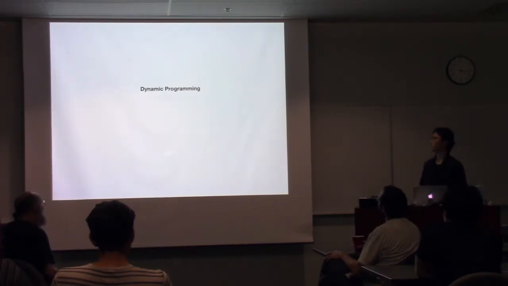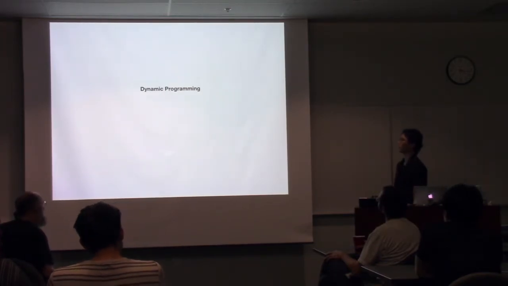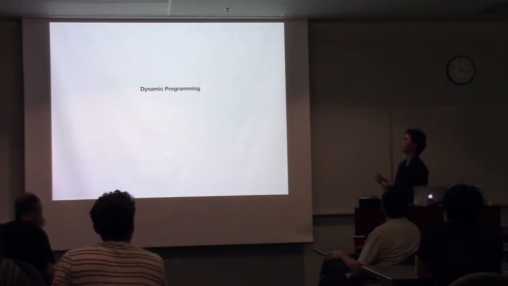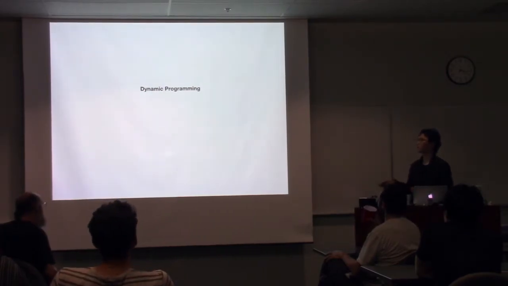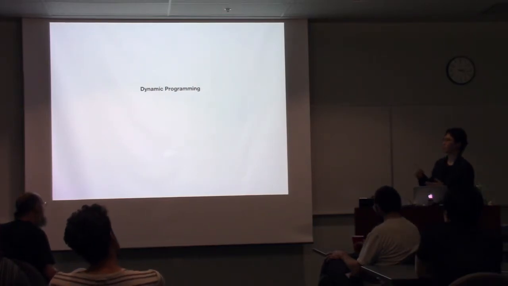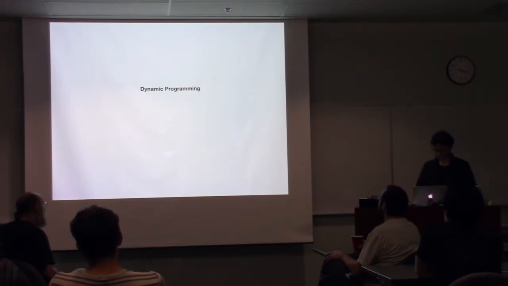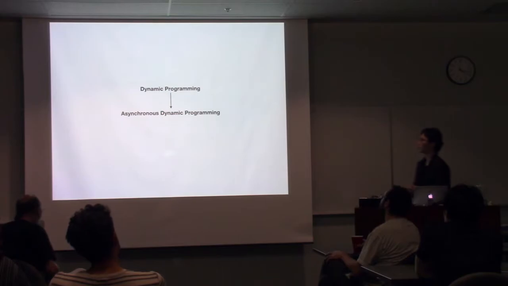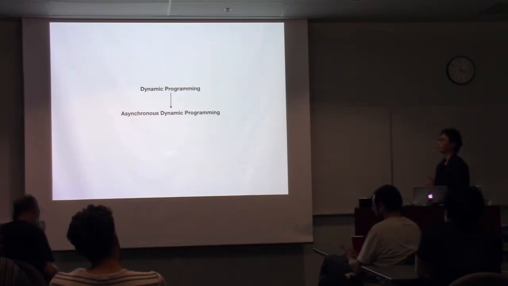In dynamic programming, we do the full backup. Actually, we need a model, and then we can do the full backup. And then we do synchronous value updates or policy updates on the whole state space. Similarly, we can do asynchronous dynamic programming, where we still do full backup, but we only update one state every iteration of the algorithm.